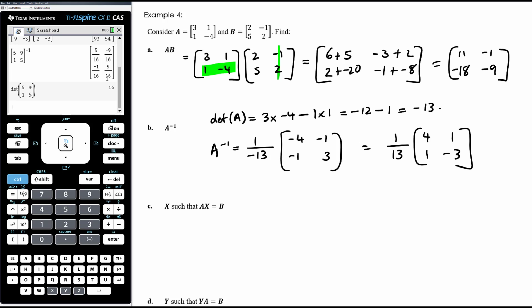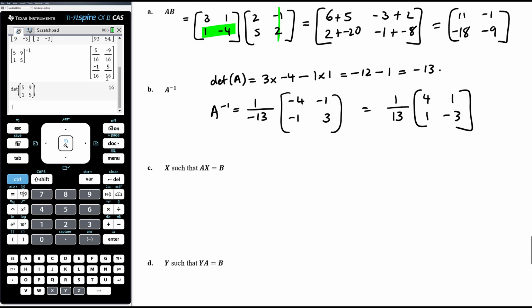Okay, part C, find x such that AX equals B. Okay, so if AX is equal to B, to cancel out A, I'm going to need to multiply by the inverse on the left-hand side, and so I have to multiply by the inverse from the left on the right-hand side as well.